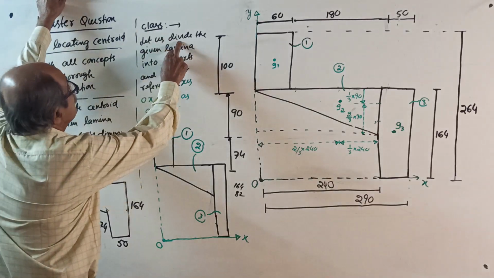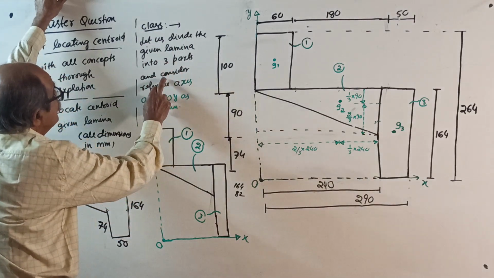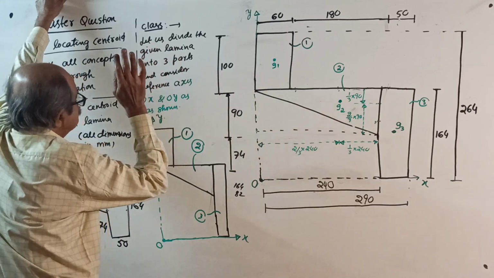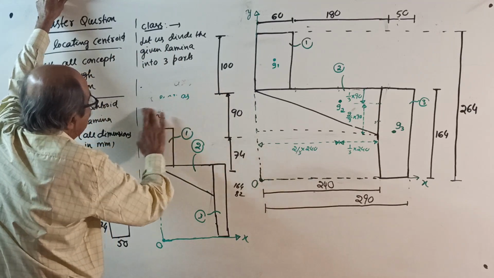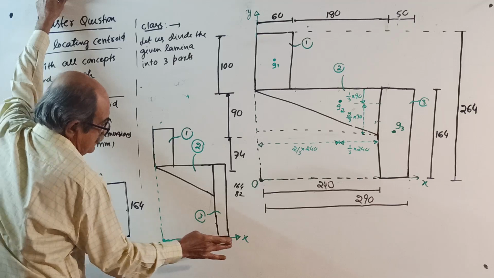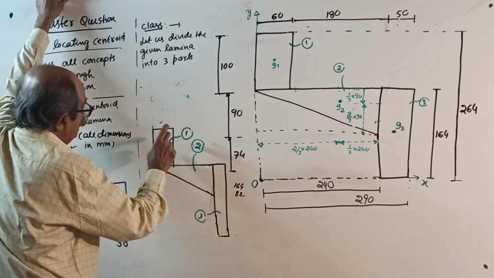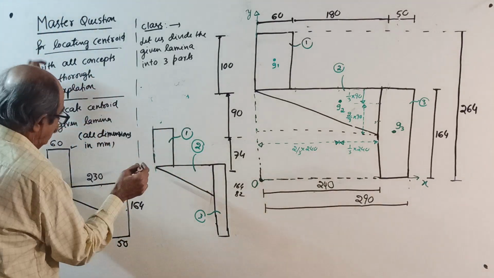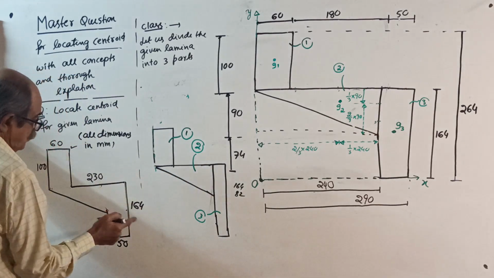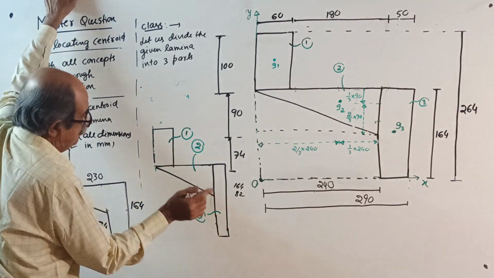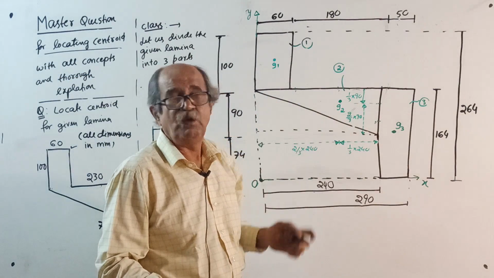See, first, let us divide the given lamina into 3 parts. I am rubbing this one now and consider, let us divide the lamina into 3 parts. Into 3 parts, see here. I will divide like this way, and this way. So 50 and 60, it is slightly out of scale, no problem. 1, 2, 3, see here. 1, 2, 3. Okay, then.